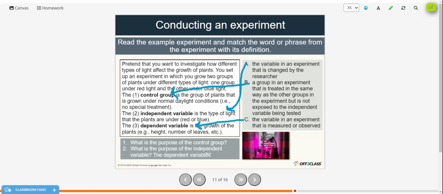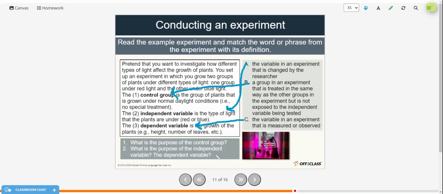And what is the purpose of the control group? Well, the control group will show whether either of the independent variables make any difference, because if all the plants grew the same, the ones that didn't have any light were the same as the red and blue light, that would show that the red and blue light doesn't make any difference. So the control group is there for comparison purposes.